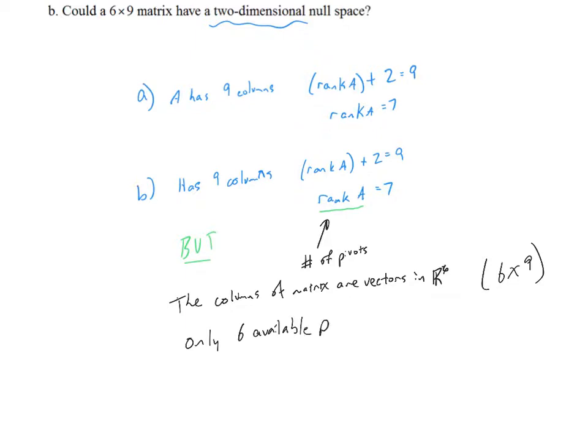available pivots. So the dimension of the column space cannot exceed 6. That's the issue. So the answer really is a resounding no.